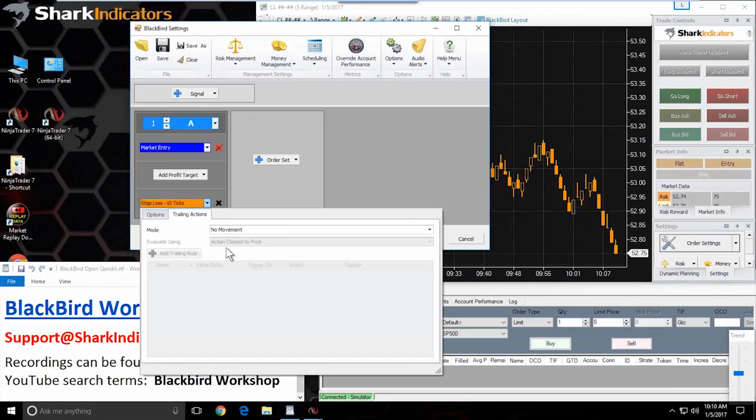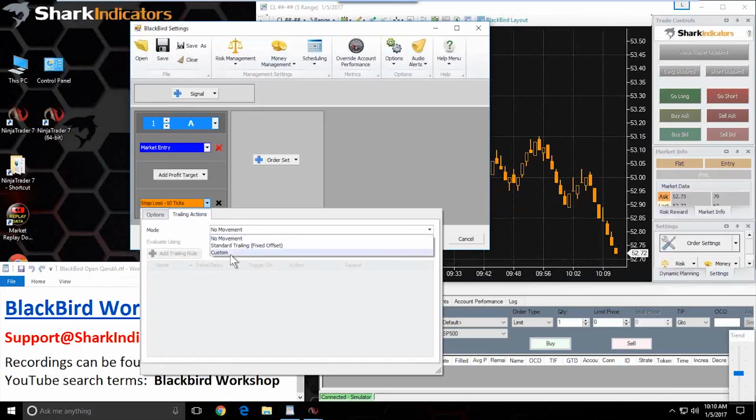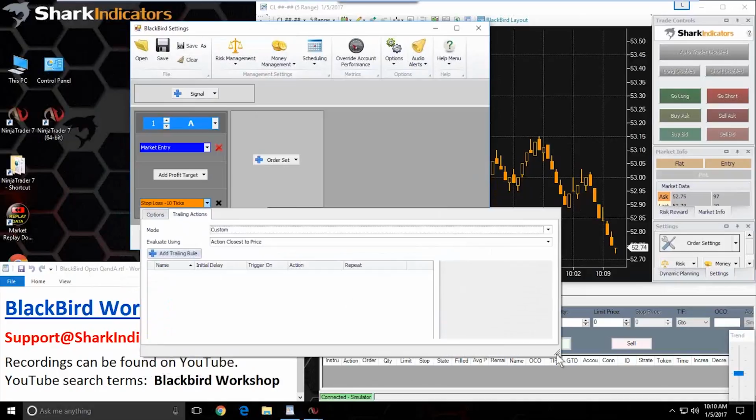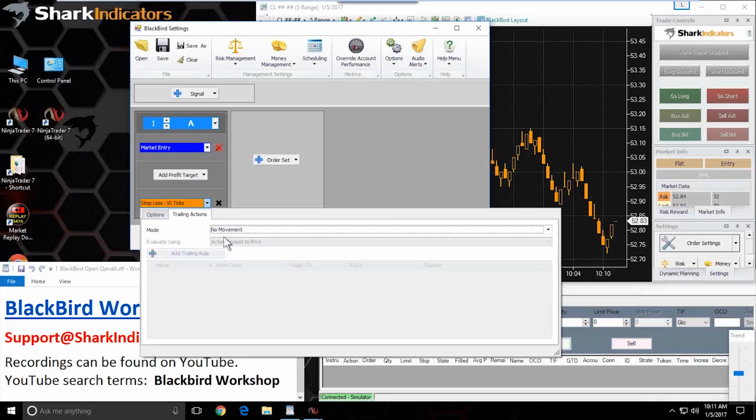So the trailing actions section here is one of the main components that makes BlackBird so powerful, right? There's no other strategy out there that allows you to build your own trading rules. So I thought I should probably cover this again and go over the differences between maybe the initial delay and the trigger. All right, so the default is going to be no movement, or basically no trailing roll.